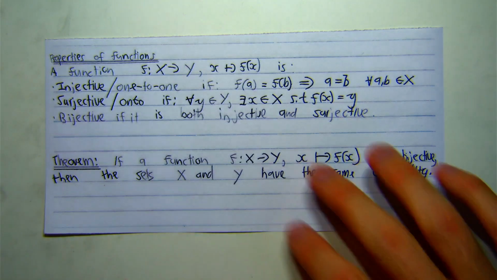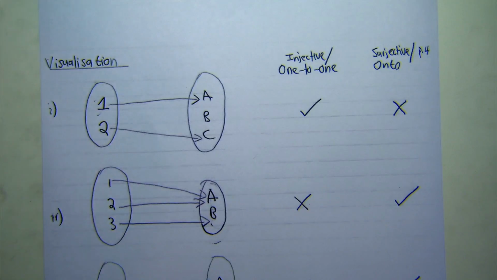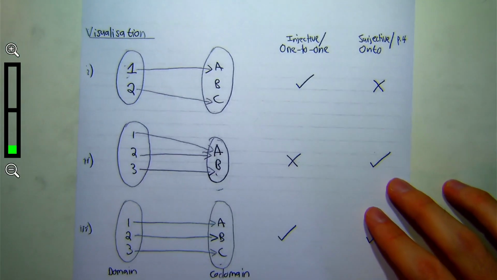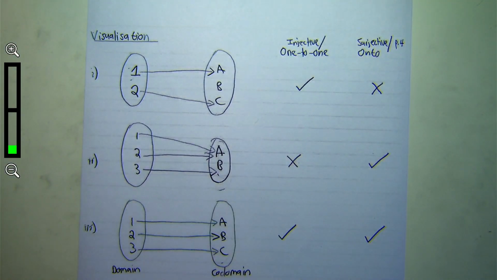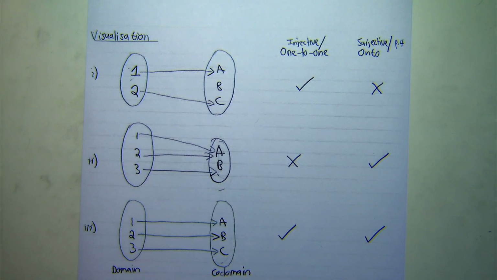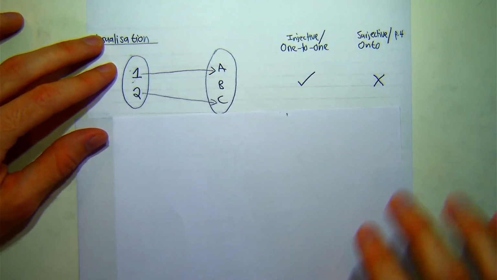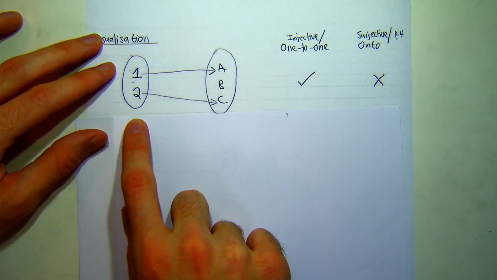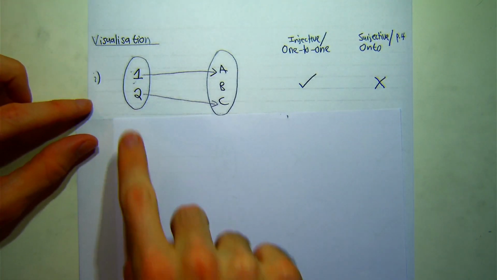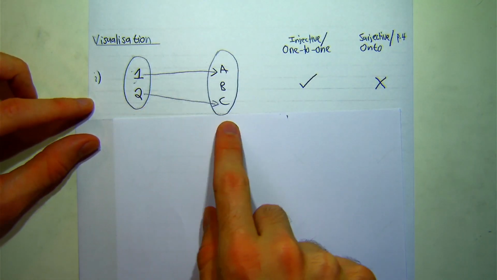Okay, cool. So I think a lot of people benefit from looking at this visually. I've got three functions here that are mapping things from one set to another set. And understanding injective and surjective in these contexts is quite helpful. So if we look at the first one here, the function is mapping things from the set {1, 2} to the set {A, B, C}, and it's sending f of 1 to A and f of 2 to C.